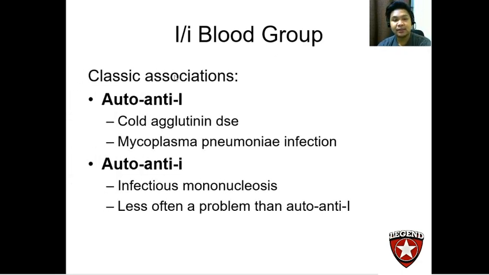So classic associations: your auto-anti-capital I is found in cold agglutinin disease, and this usually follows after Mycoplasma pneumoniae infection. Auto-anti-small i, on the other hand, is associated with infectious mononucleosis caused by Epstein-Barr virus, and this is less often a problem compared to your auto-anti-capital I, or anti-big I.